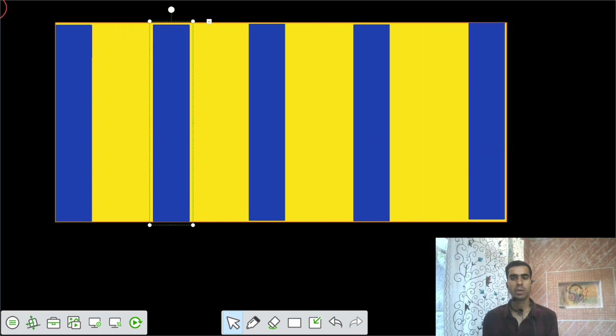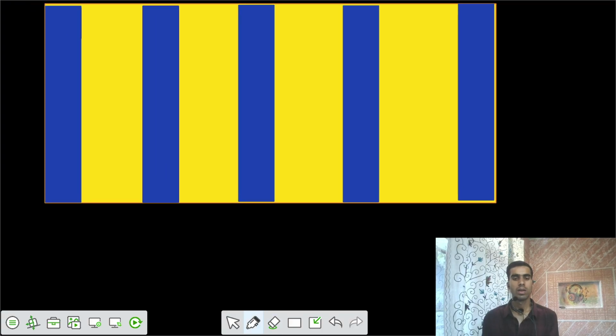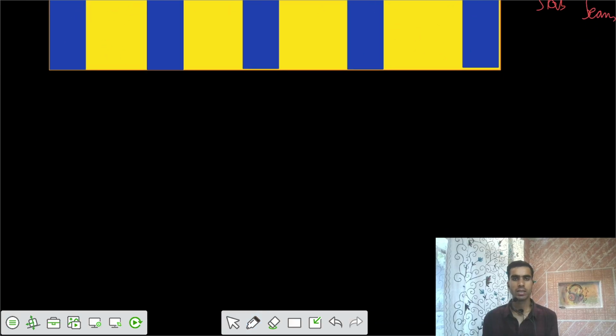So let's say these are our beams, and all the other part is your slab. So this is slab and beams. If I cut a section, let's say this is the section we are going to cut, I'm going to show that section as section AA.